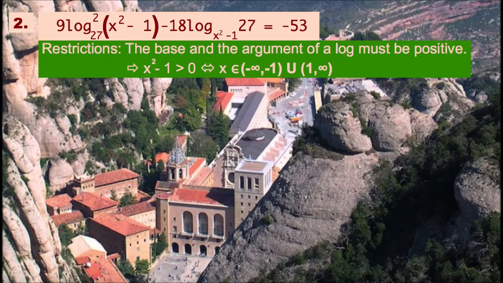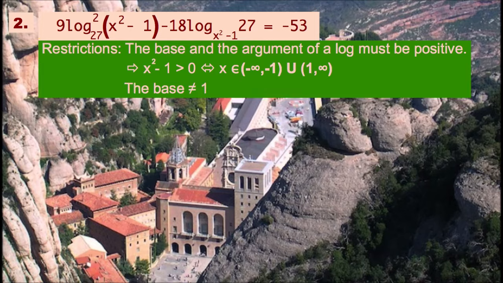Thus, that statement is equivalent to x belongs to the open interval negative infinity to negative 1 united with the open interval 1 to infinity. The base cannot equal 1, which is equivalent to x squared minus 1 does not equal 1, which is equivalent to x squared does not equal 2, which then is equivalent to x does not equal plus or minus square root of 2.